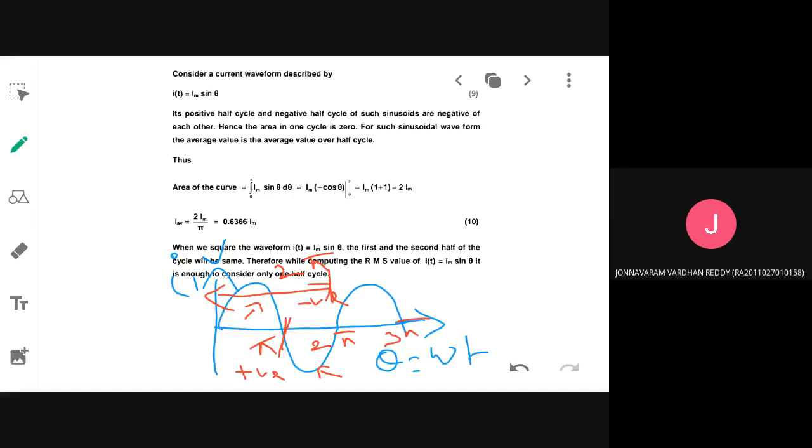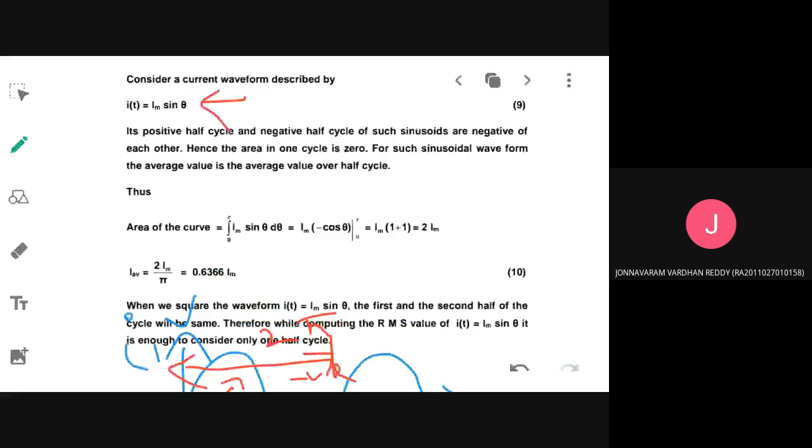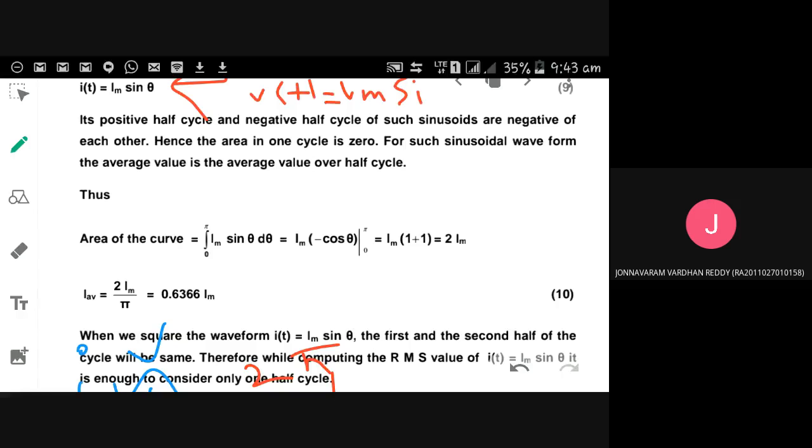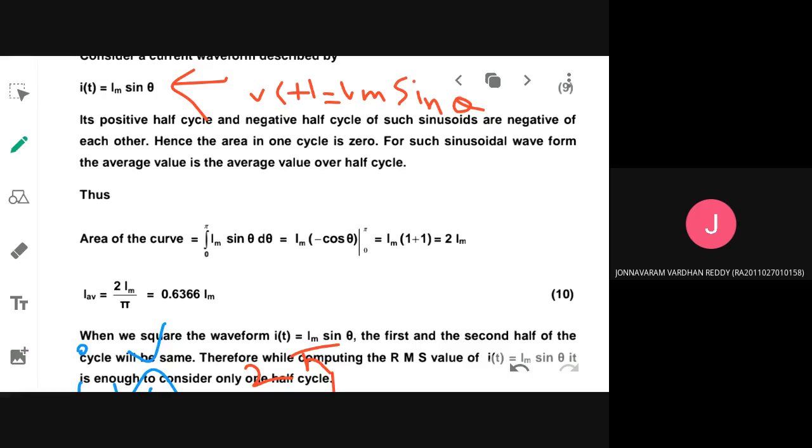Now there is a formula. First, you have to write the mathematical expression for this current quantity. You know how to write current or voltage if it is varying sinusoidally. So what's the expression? V of t is equal to Vm sin theta. So we have written the expression V of t equals Vm sin theta.